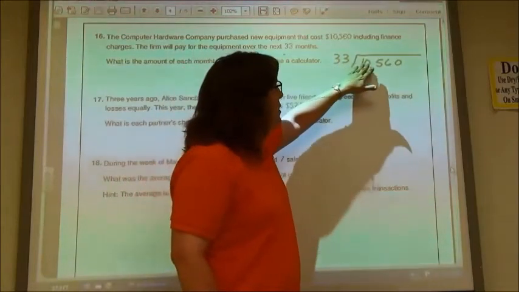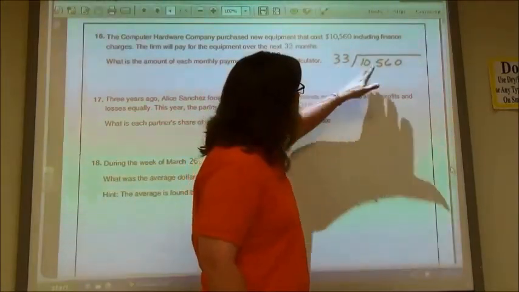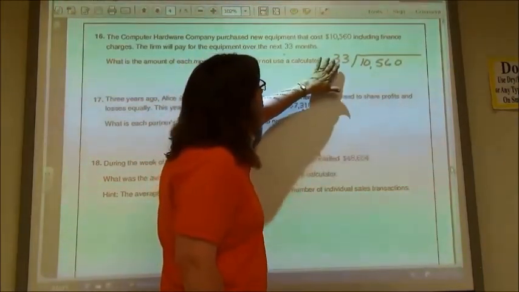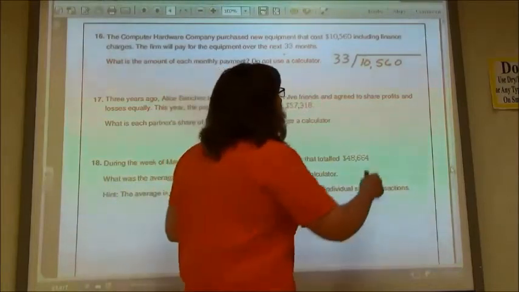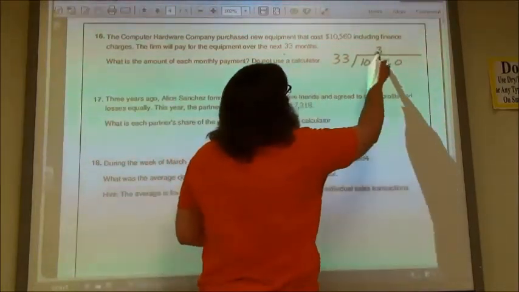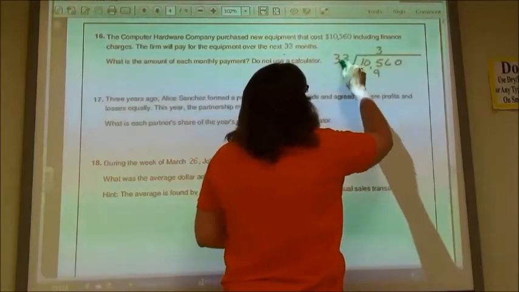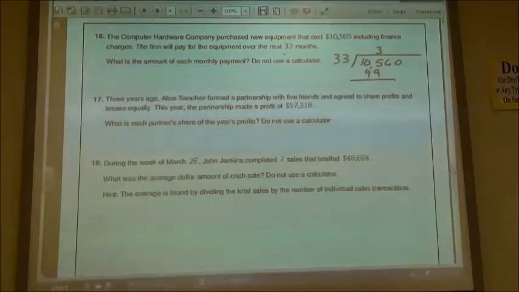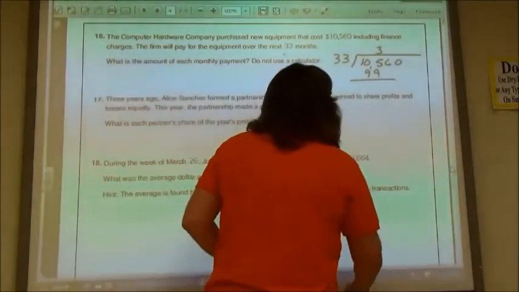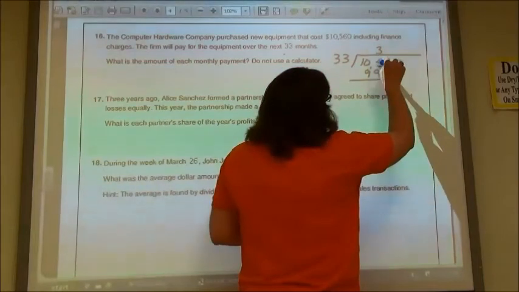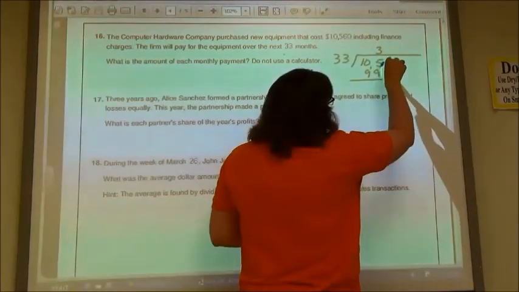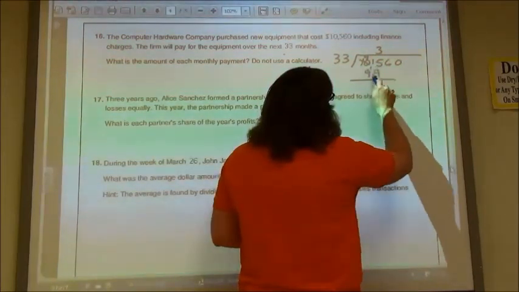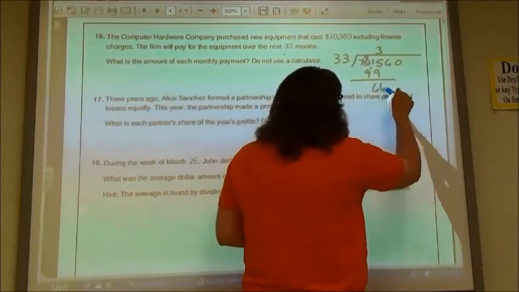Now 33 doesn't go into 1 and it doesn't go into 10, so I'm taking 33 into 105. How many times does 33 go into 105? Well, 3 goes into 10 about 3 times. 3 times 3 is 9, so I'm going to check that out. So 33 times 3 is 99. I'm then going to go ahead and subtract. Can't take 5 or 9 away from 5, so I have to borrow and make that a 9 and make that 15. So 105 minus 99 is going to be 6, and I bring down my next 6.